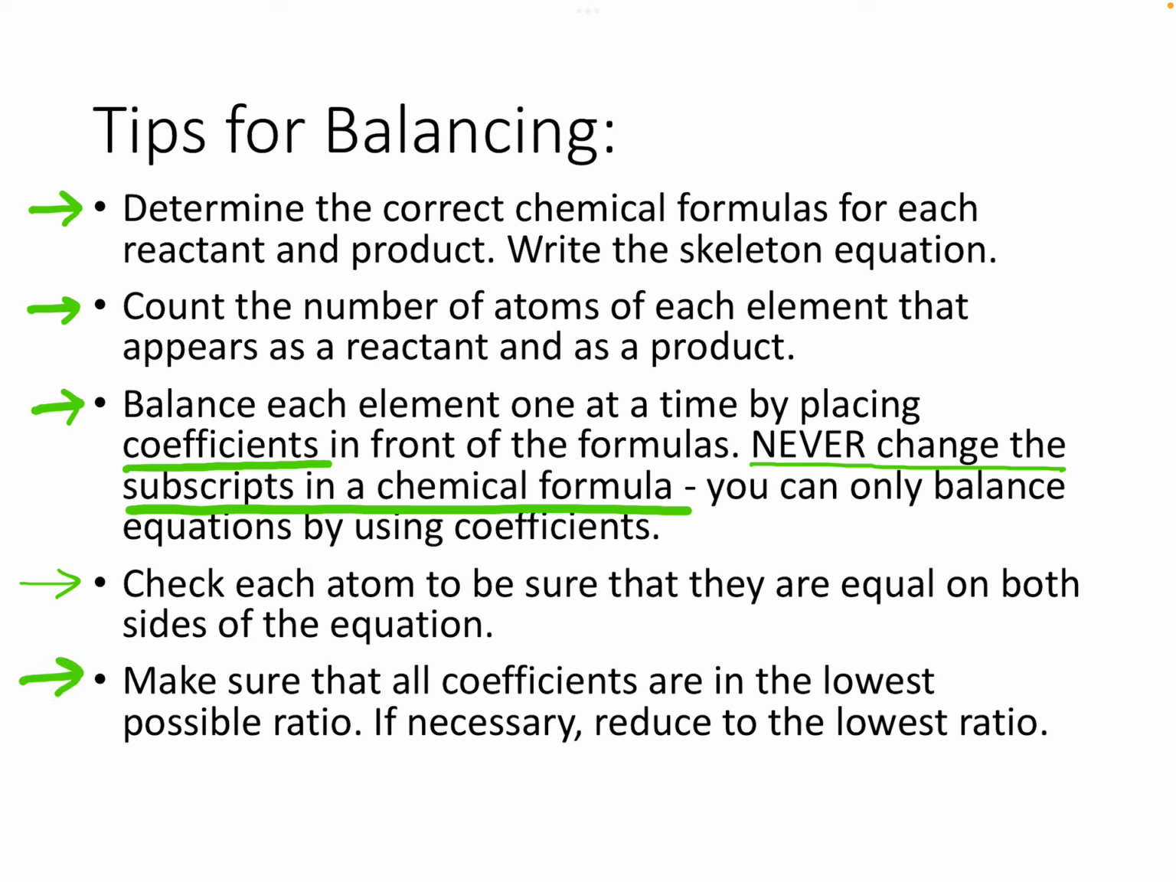And then, last but not least, make sure that all of the coefficients are in the lowest possible ratio. So for example, let's say we balanced everything and maybe we had a ratio of 4 to 2 to 2 to 4. That's not the lowest ratio possible because we can divide everything by 2. So it would actually be 2 to 1 to 1 to 2. So just take a second look at the end and make sure that everything's in the lowest ratio possible.